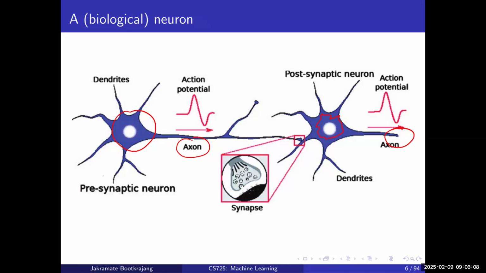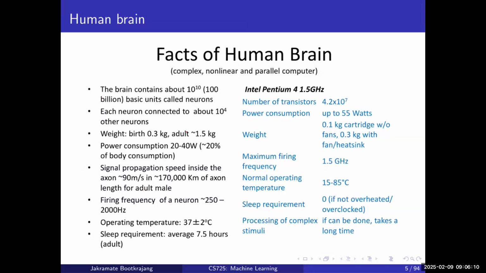And for us humans, we have about 100 billion cells, right? 100 billion cells. This is equivalent to an Intel Pentium 4 1.5 gigahertz. This is a very old model, right? Right now we have i5, i7, i9. But back then we had Pentium 1, 2, 3, and 4. So that was the top of a computer at that time that could handle 100 billion cells.